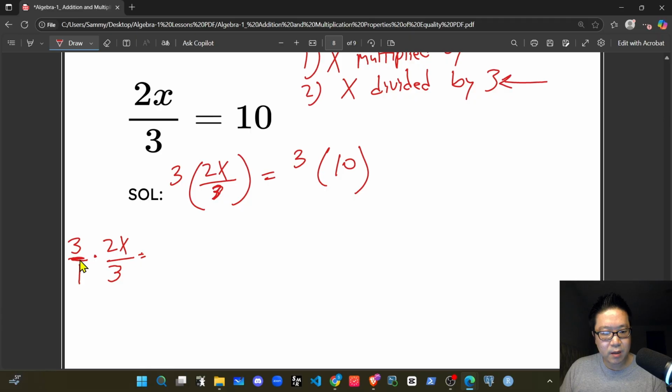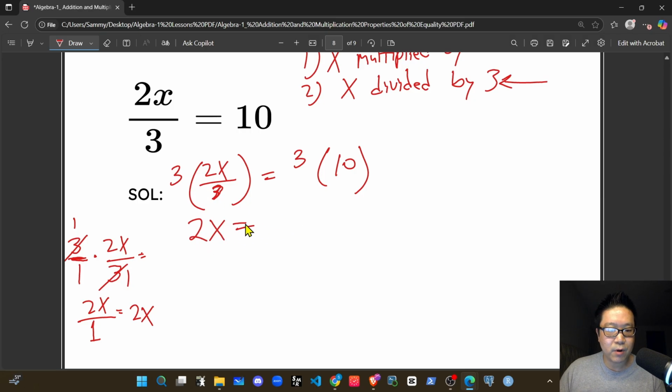If you know anything about multiplying fractions, you should know that the 3's cancel, right? 3 goes into 3, so they just simply become 1s. And 1 times 2x is just 2x, and 1 times 1 is just 1, and 2x over 1 is 2x, okay? So that's what's happening on the left-hand side. The 3's cancel out, and you just get 2x. And on the right-hand side, you get 3 times 10, which is 30.